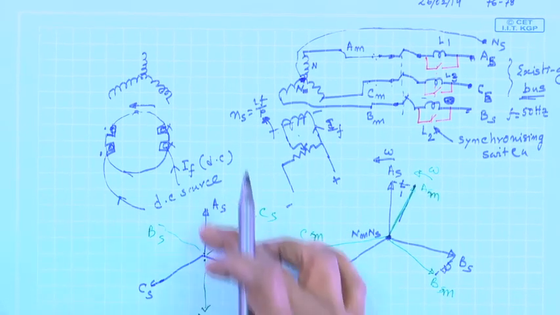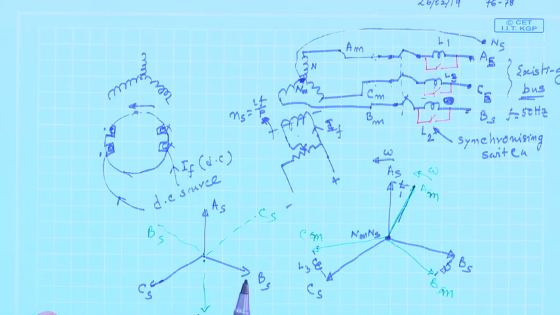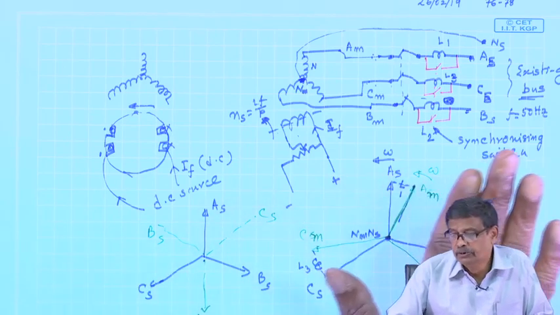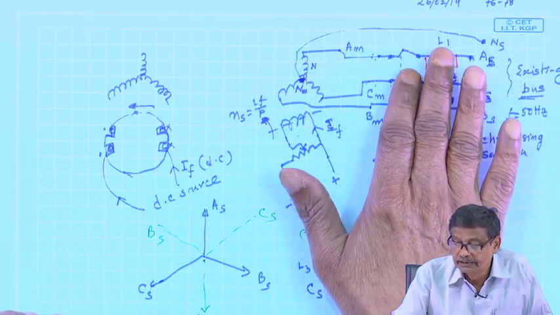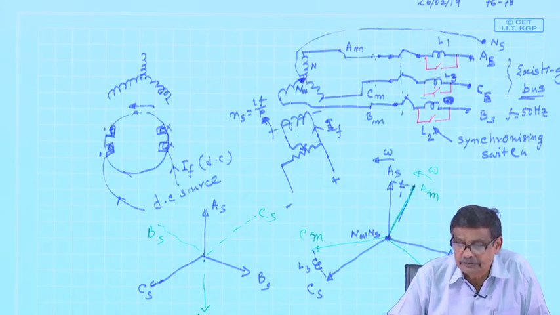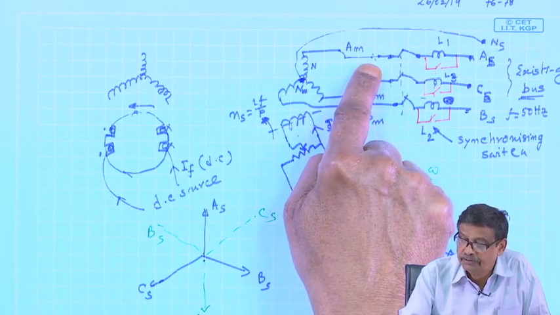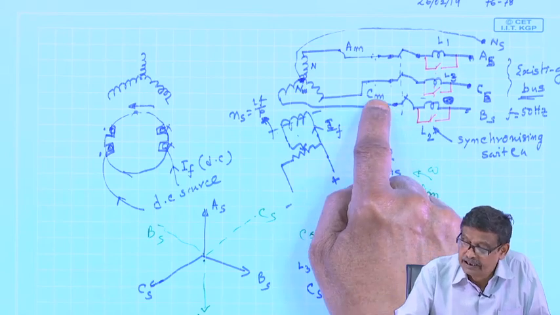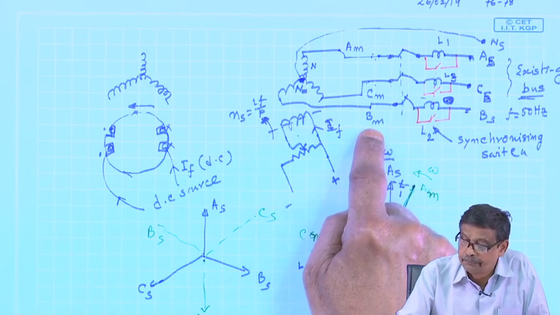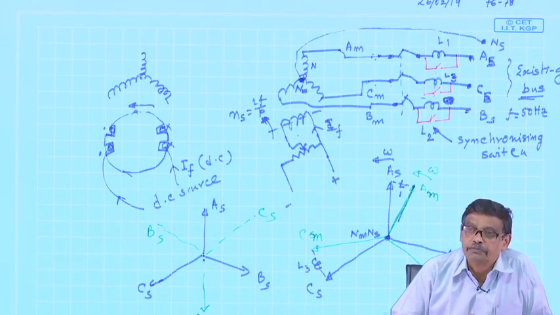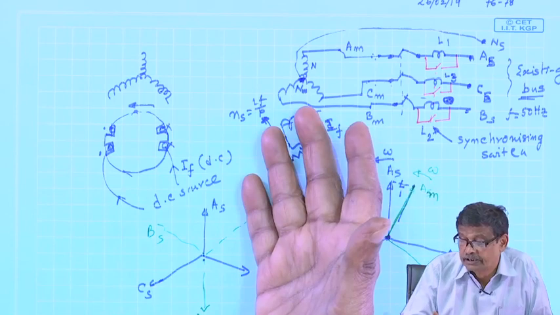Then the voltage across the lamp will be twice the phase voltage. It will be very bright, with highest brightness it will glow. Anyway, when I am going to parallel this, I have to close this switch, so that the lamps will be bypassed, and then AM will be truly connected to AS, BM to BS, and CM to CS. And then I will say I have successfully paralleled this alternator with the bus.